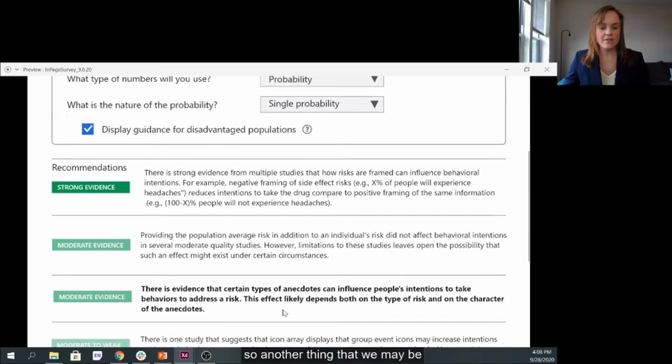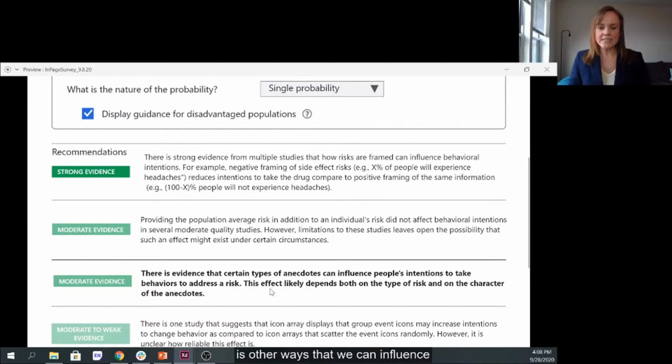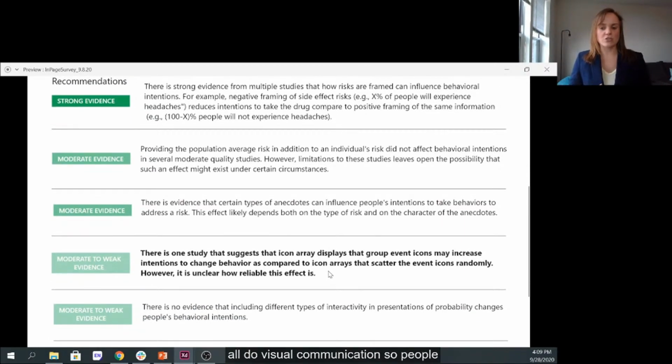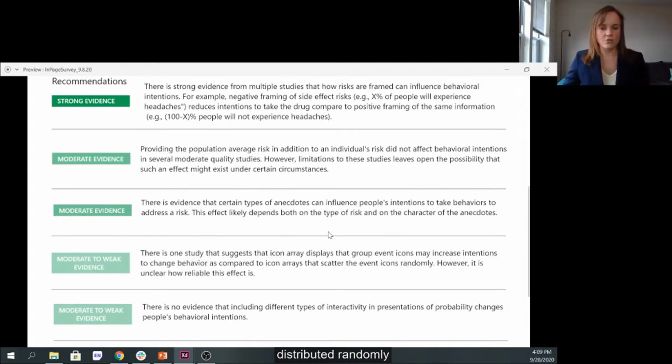So another thing that we may be interested in is other ways that we can influence behavior. So there is also a moderate amount of evidence that using an anecdote or a story can influence people's ability to want to address a risk, for example. And then another thing, I know that we all do visual communication, so people may be curious about using graphics. So there's not as much evidence to suggest this, but they do demonstrate that if you want to use an icon array with a few different people in it, that it's better if the icon array has those icons grouped together as opposed to distributed randomly.